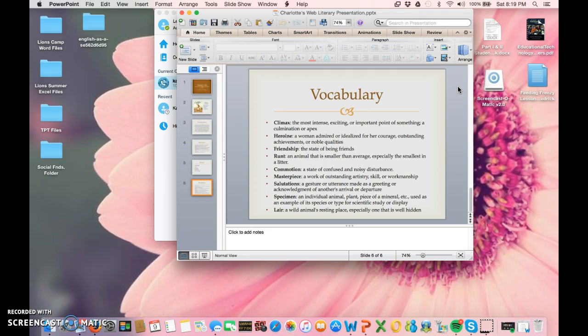Salutations, a gesture or utterance made as a greeting or acknowledgement of another's arrival or departure. Specimen, an individual animal, plant, piece of a mineral, etc., used as an example of its species or type for scientific study or display. Lair, a wild animal's resting place, especially one that is well hidden.